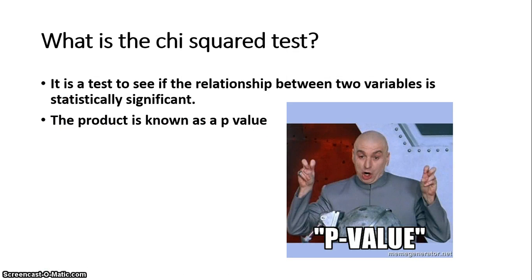Okay, so what is a chi-squared test? It's this math thing that we do. It's a test to see if the relationship between two variables is statistically significant or if it's just due to chance. The product is known as a p-value, and we're going to talk about p-value a little bit later.